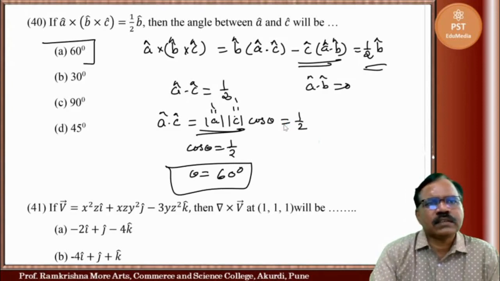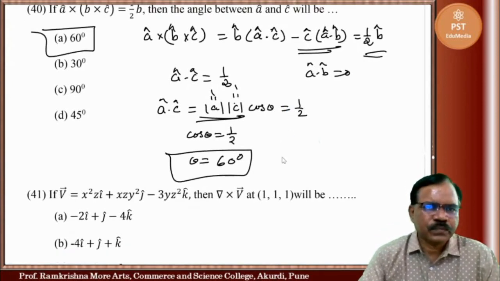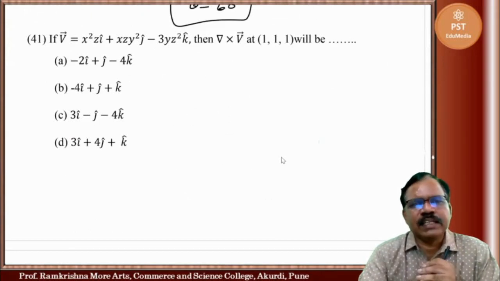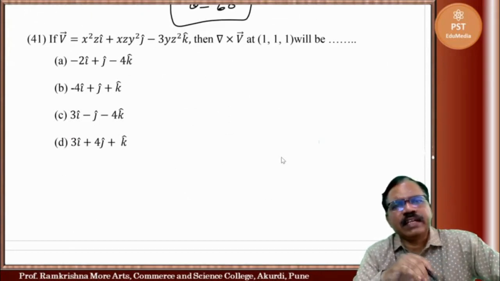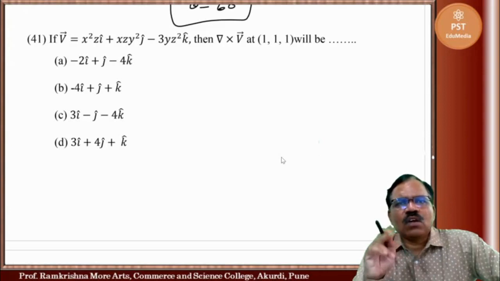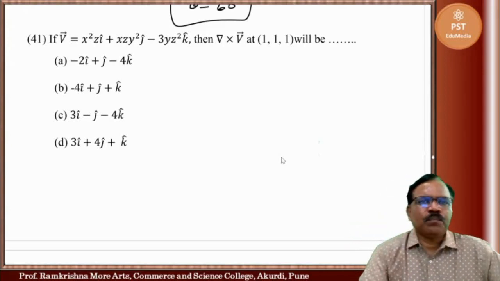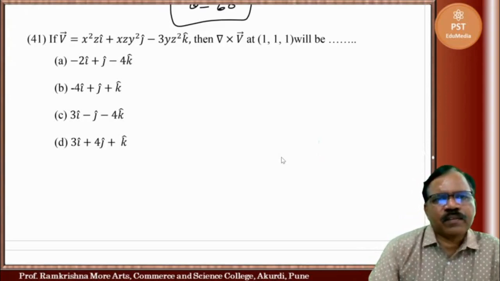So here it is 60 degree. Now if v is equal to x squared z i plus x z y squared j minus 3y z squared k, then del cross v at (1, 1, 1) will be. So first we will find del cross v. So what is del cross v?